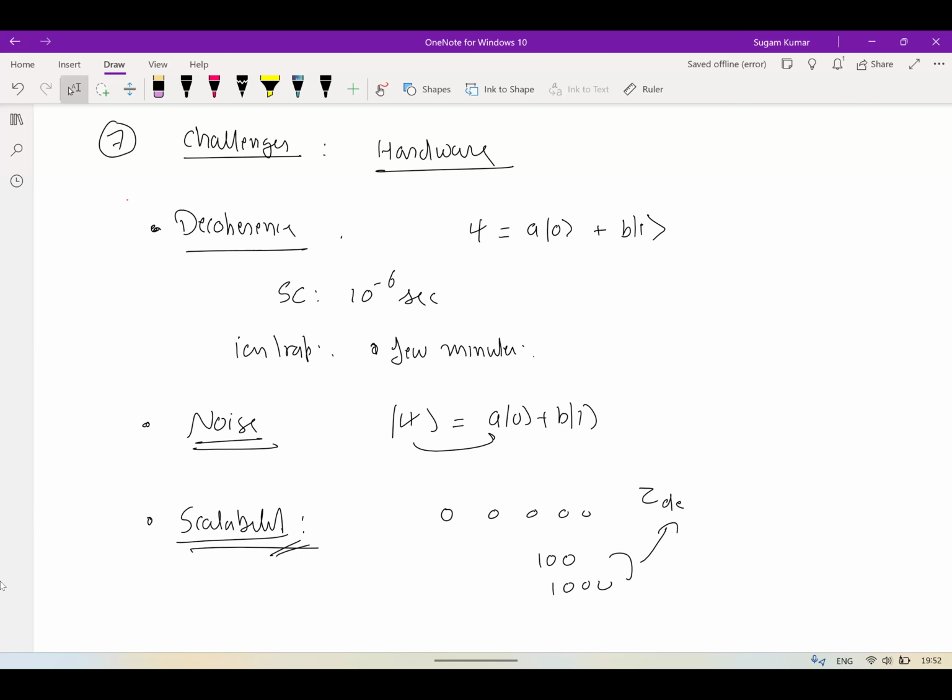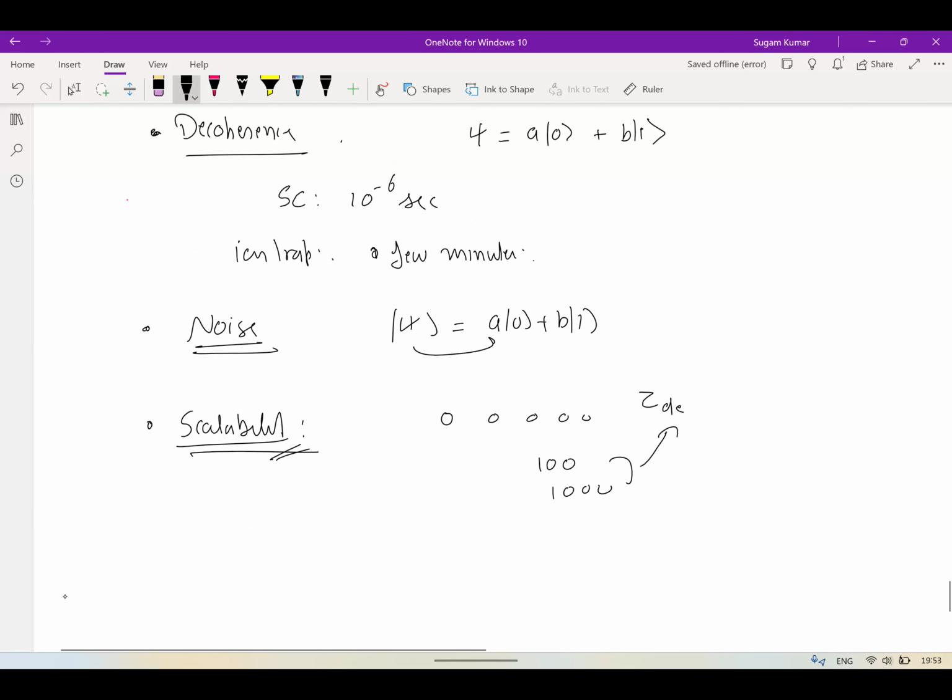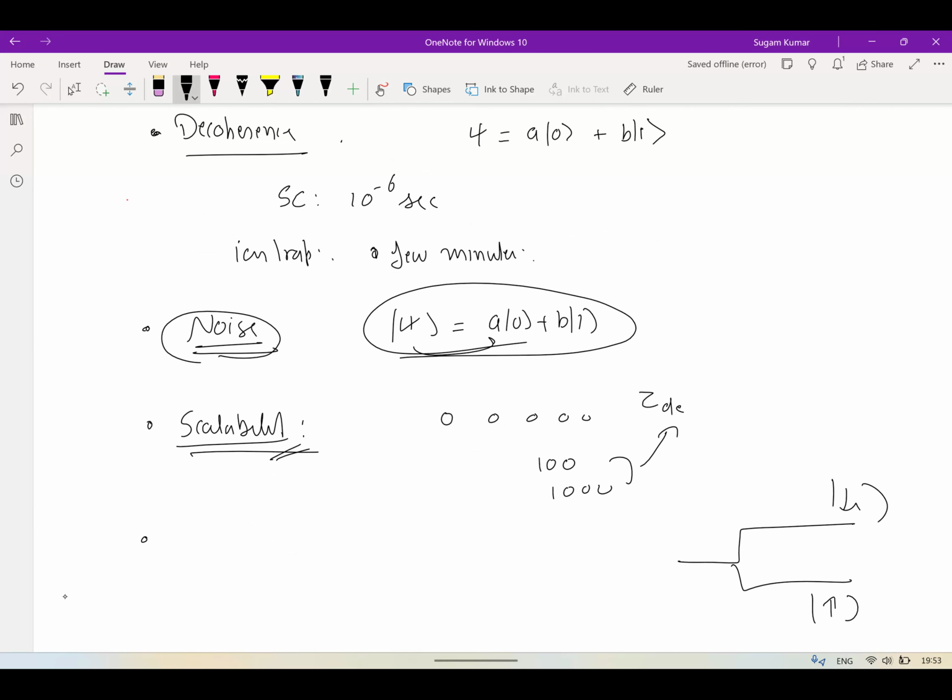And another challenge is noise. Let us say an electron is in spin up and spin down, and you have created this system, and because of some kind of interaction, the spin flips by itself. Okay, then how to manage this? And this is done by a very fantastic concept in quantum computing that is called quantum error correction. So I will discuss this in detail.